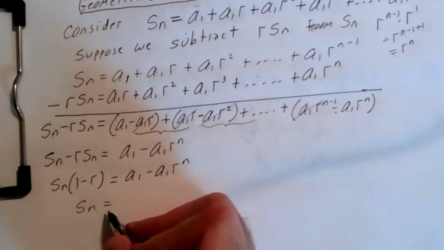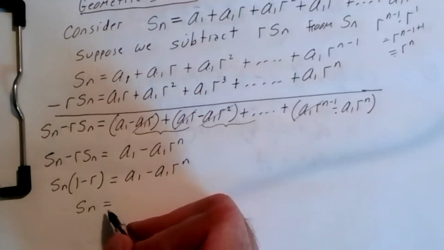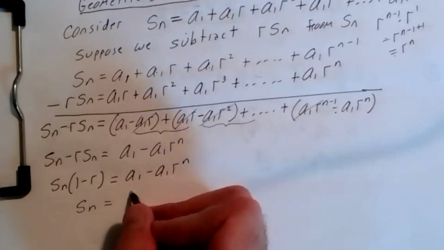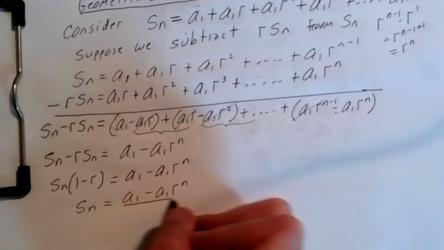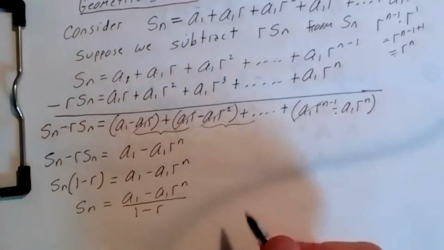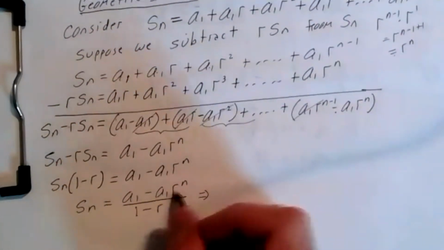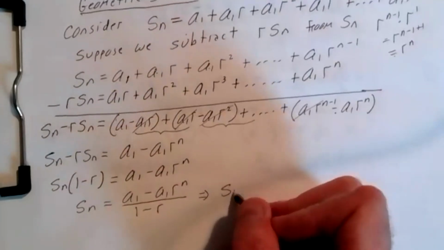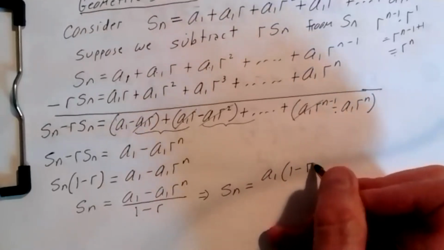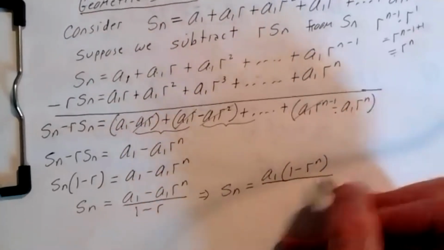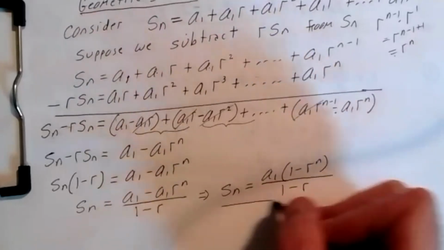This formula generates the sum of the first n terms of a geometric sequence. It's going to be this formula right here. Divide both sides by 1 minus r. In the numerator, I can factor out the first term, a sub 1. So this is your nth partial sum formula for a geometric sequence. There you go, ladies and gentlemen.